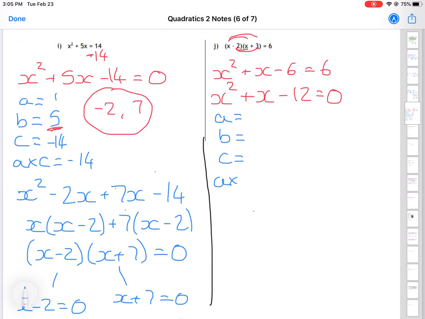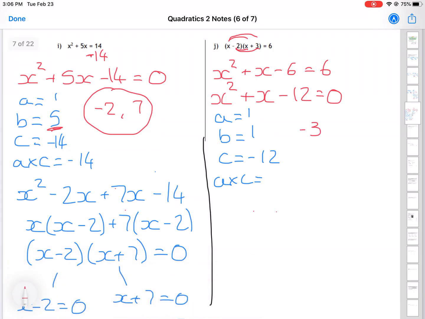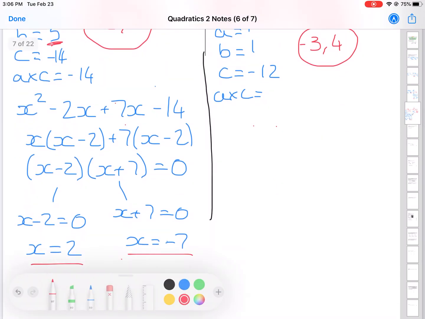A times c, and then calculate our two brackets. 1, 1 and minus 12. Two numbers that are going to multiply to give us minus 12 are minus 3 and 4. We need one of them to be negative. It has to be minus 3, since minus 3 add 4 gives us the 1 that we need to create for b. Okay, so that a times c is minus 12 there.